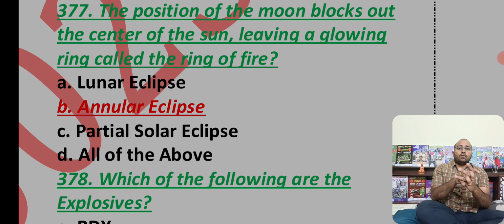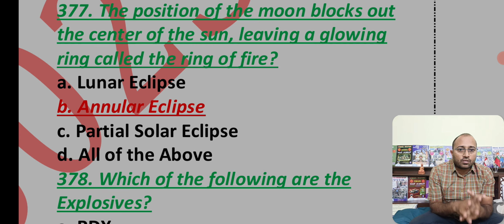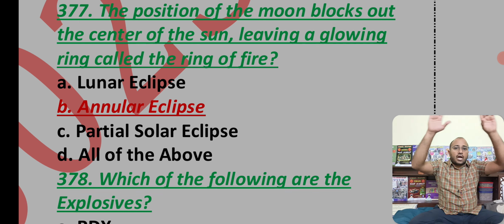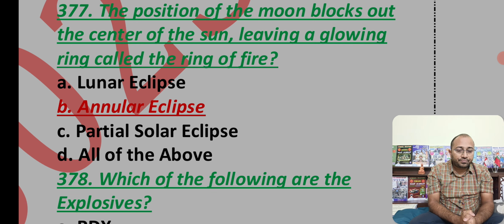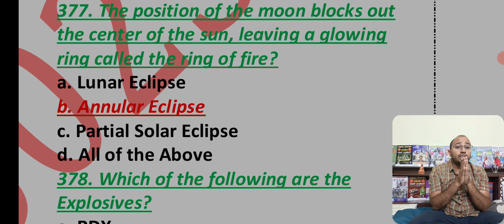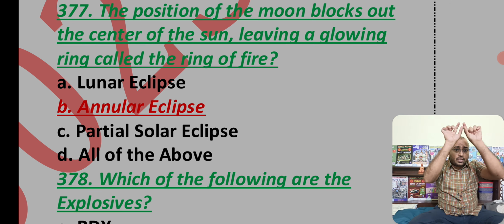The position of the moon blocks out the center of the sun, leaving a glowing ring called the ring of fire. You can see an annular eclipse. In that annular eclipse, what happens is the sun will be there, and around it we have lighting, like a ring type. So that is annular eclipse guys. You can see the ring outside.